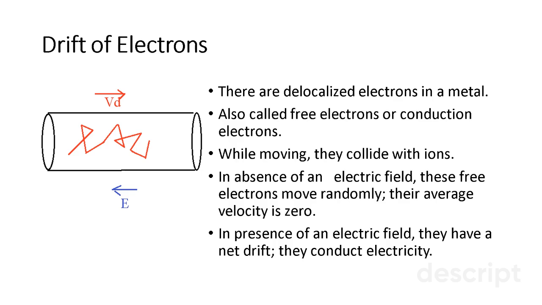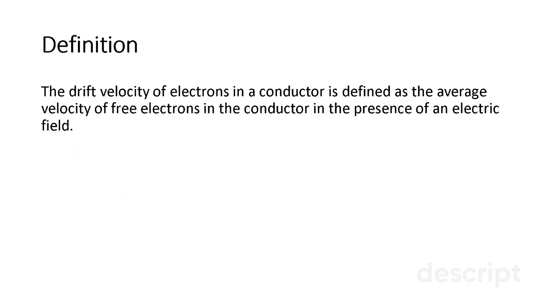Now also, these electrons move in different directions with different velocities. As they move, they collide with positive ions, but due to the electric field, they have a net drift opposite to the electric field. Current flows in the conductor due to this drift of electrons. With this, we come to the definition of drift velocity. The drift velocity of electrons in a conductor is defined as the average velocity of free electrons in the conductor in the presence of an electric field.